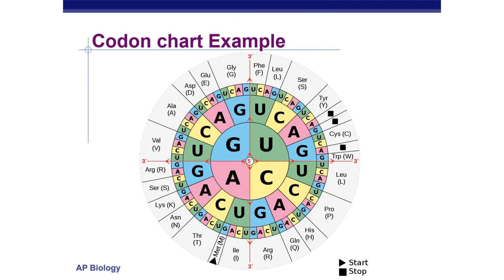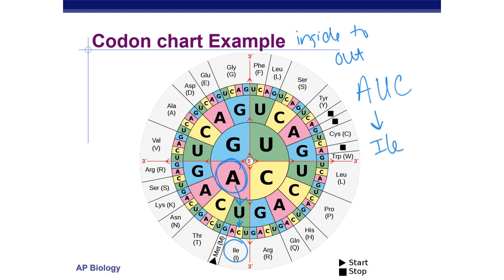You may also see a circular codon chart. Circular codon charts work inside to out. So for example, let's say you had A, U, C. So I would start in the middle at the A, and then I just follow to the U, to the C, and I end up with isoleucine. So the circular codon chart is sometimes easier, I think, to use. I can't guarantee you'll always be given a circular codon chart though. So you need to be able to use both.